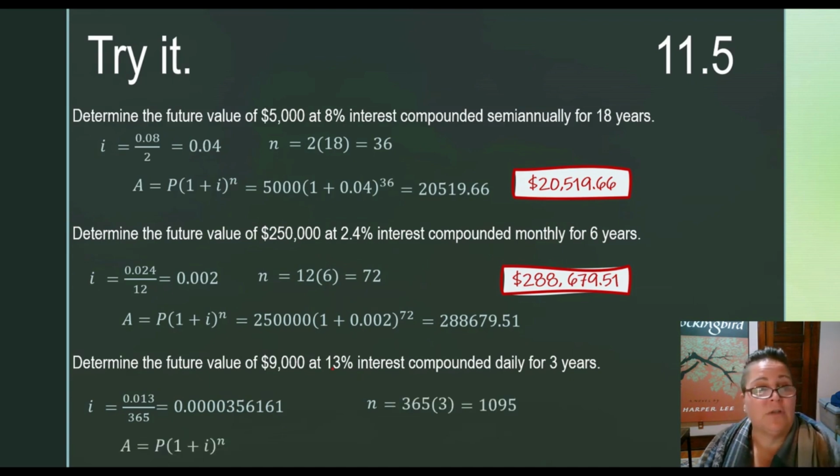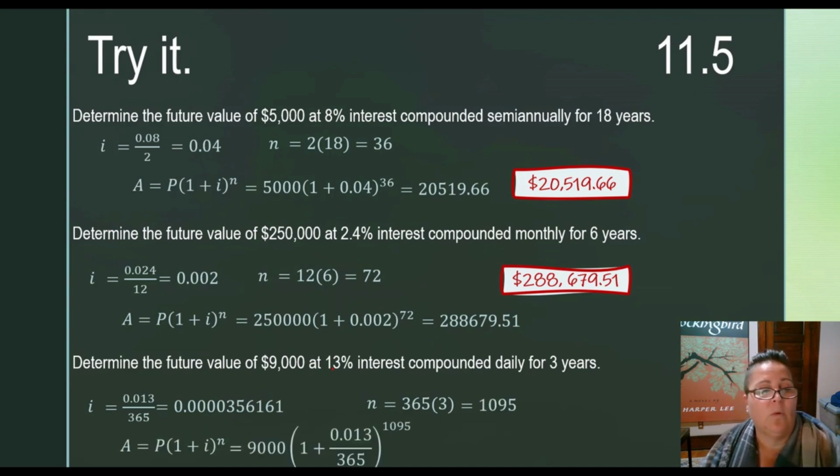My N value here, total number of compounds, would be 365 compounds a year for 3 years, or 1,095. Substituting those values into the formula, we'd have 9,000 times 1 plus, and I didn't want to write that whole number in. No, I did not. So I just used 0.013 divided by 365. You can do that. In most calculators, it will work.